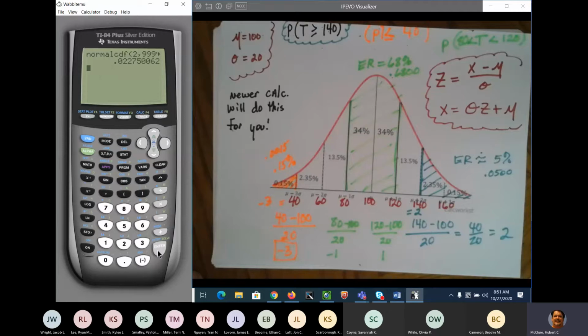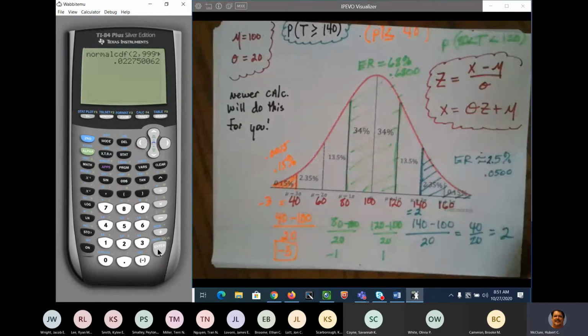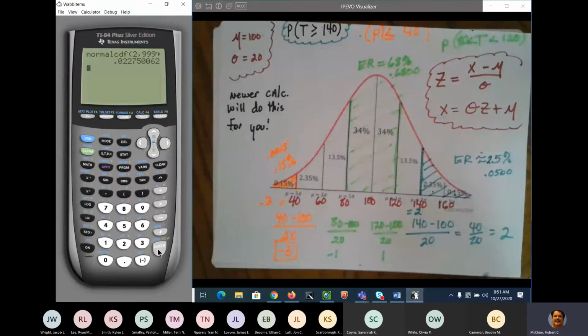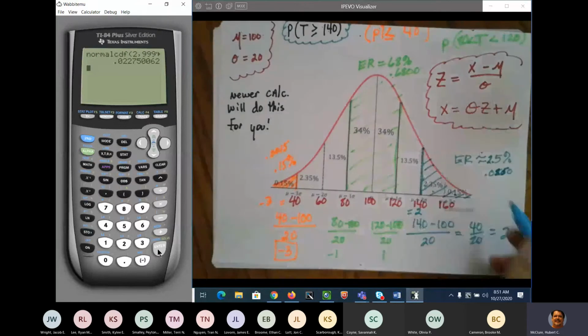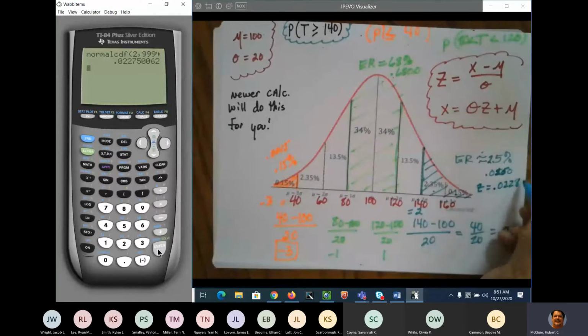Oh, I'm sorry, 2.5. I read the dang thing wrong. It's supposed to be 2.5, not 5%. And it comes out to be, by the z-score, 0.0228.